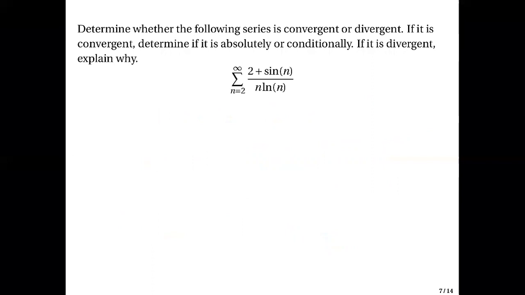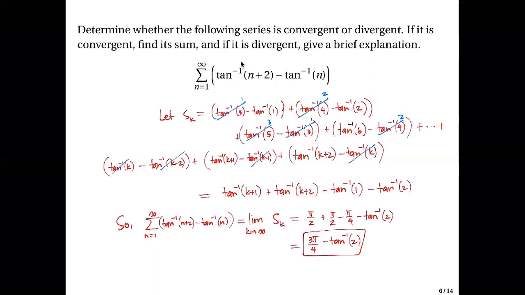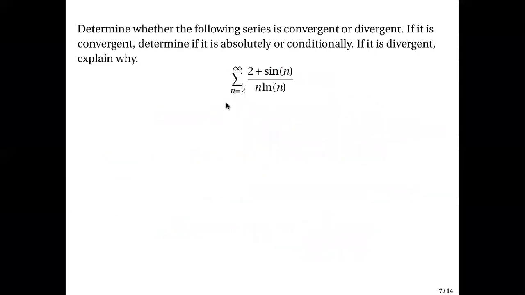So in here, look at the difference between this problem and the previous problem. For the previous problem, if it is convergent, you need to find the sum. So you should have a way of finding the actual sum. On the other hand, you may or may not be able to find the actual sum if it is convergent. However, you have to say if it is absolutely convergent or conditionally convergent.